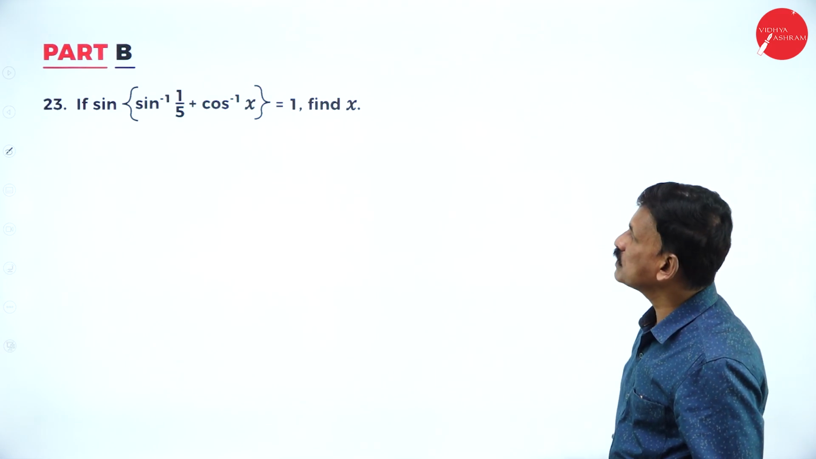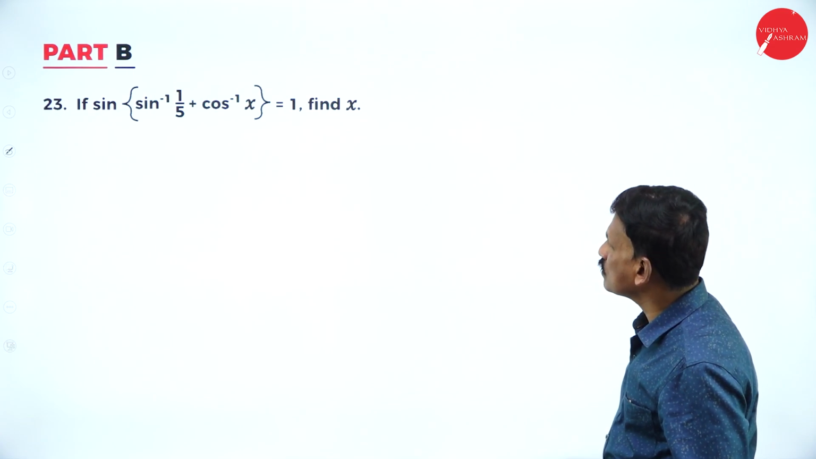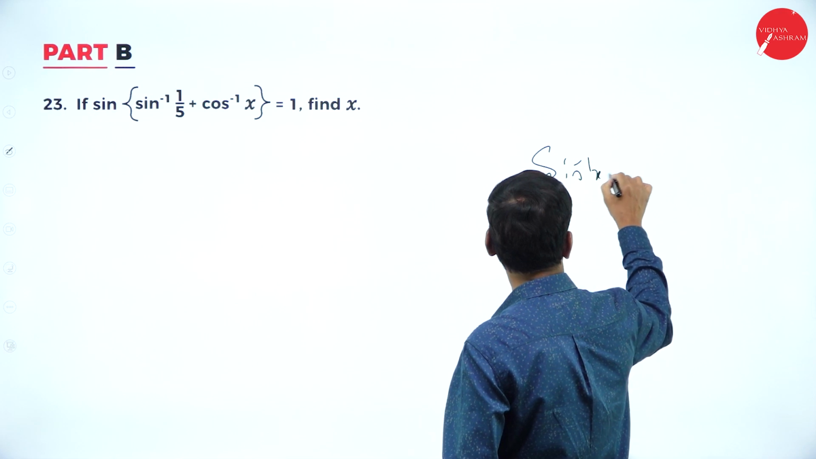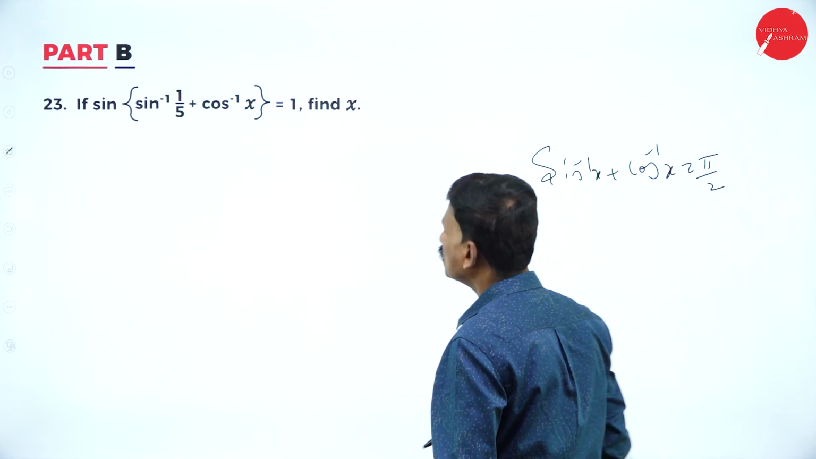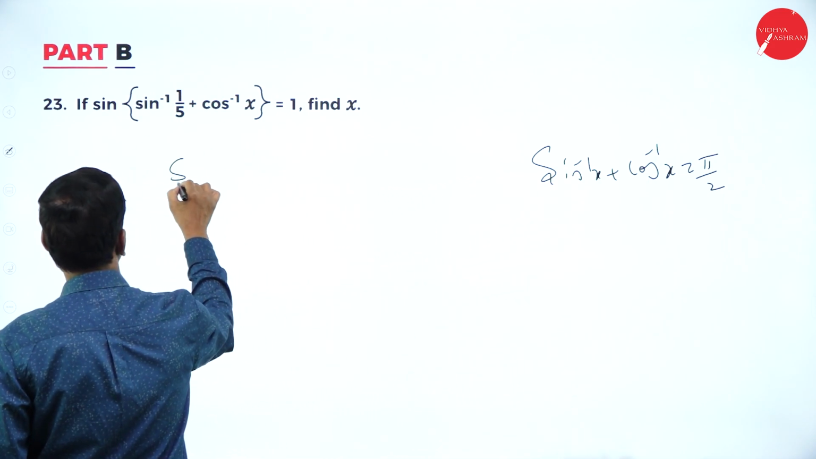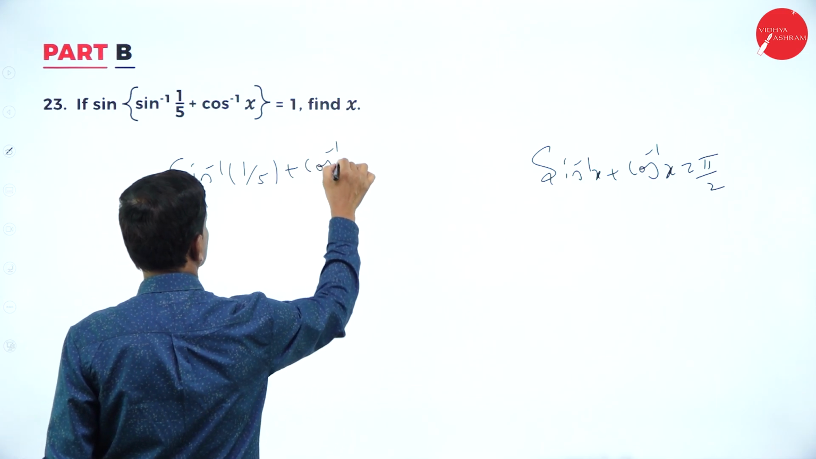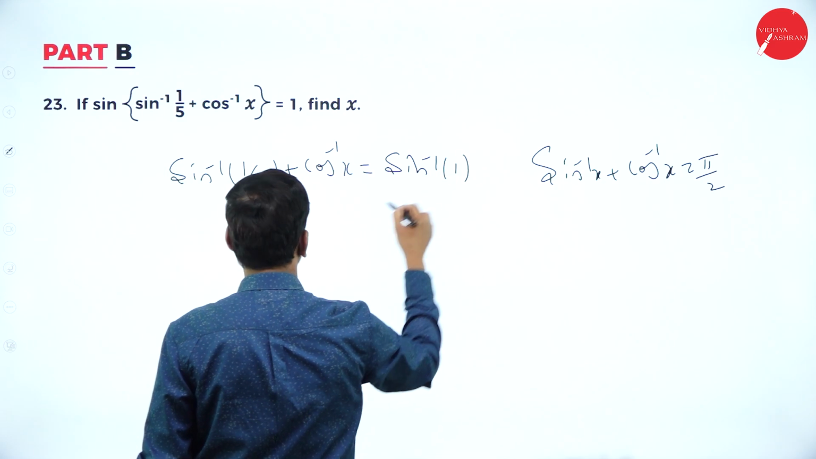Again, inverse trigonometric function. If sin inverse 1 by 5 plus cos inverse of x is equal to 1, find x. This is also very simple. You know, convert this into the form sin inverse x plus cos inverse of x is equal to pi by 2. Now, what is given? Transfer this. Sin inverse of 1 by 5 plus cos inverse of x is equal to 1, and if you transfer sin to the right hand side, it becomes sin inverse 1.